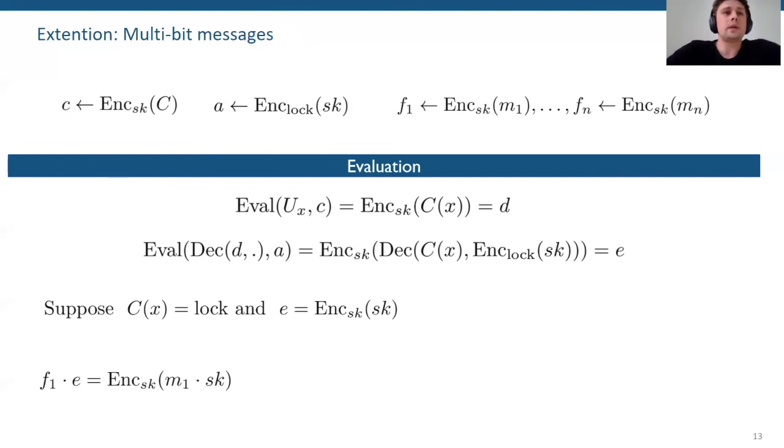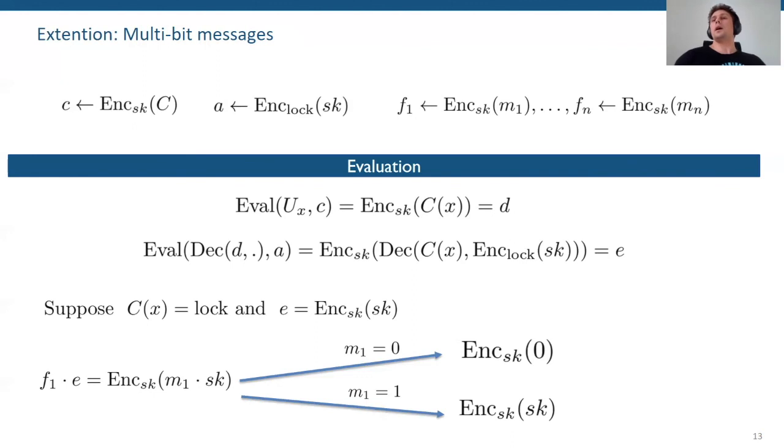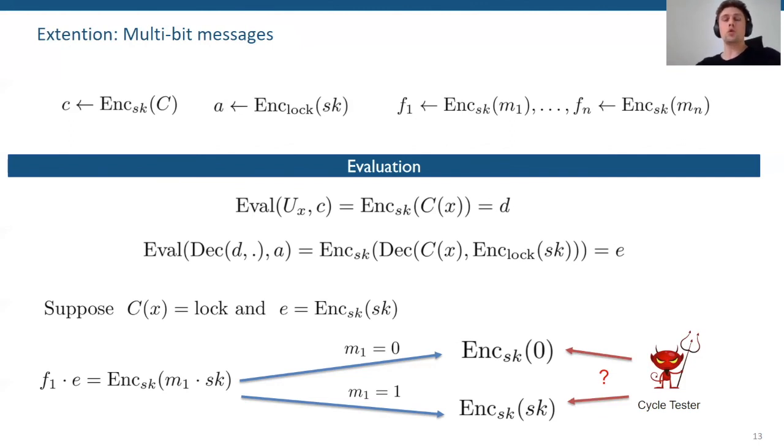Suppose we take the encryption of the first bit and multiply it with our potential key cycle. If the message bit was zero, then we get an encryption of zero. If it was an encryption of one, then we get the encryption of the secret key under the secret key. So we have our key cycle, and our cycle tester is able to again distinguish between these two situations. This way we decrypt the message bit by bit. So a very, very simple idea, really.